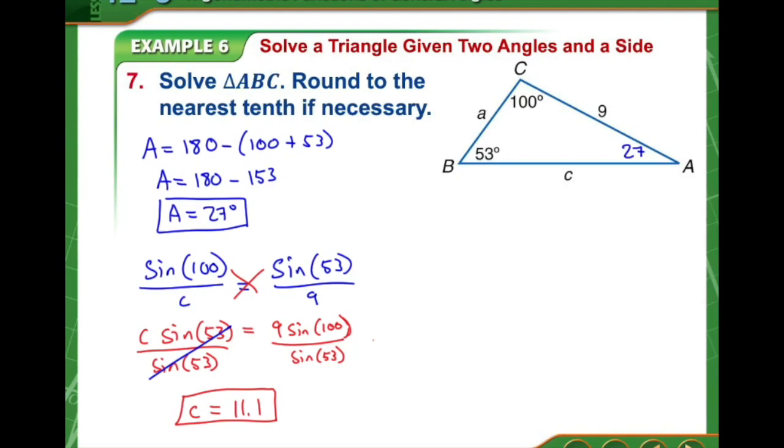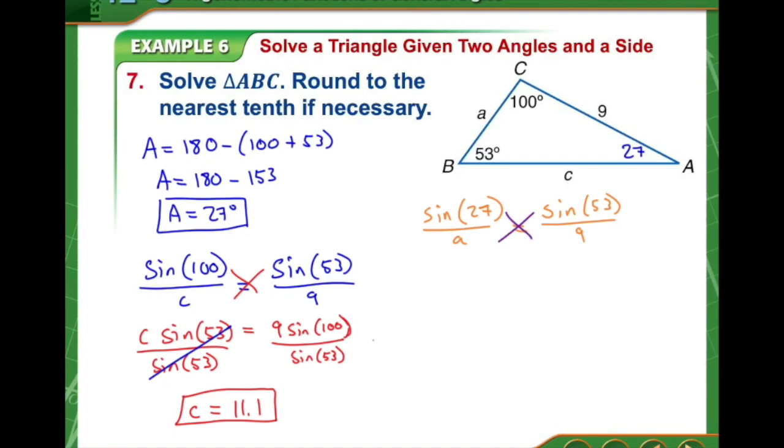So now we need to find side A. We're going to do the exact same process. We're just going to switch out the C parts with the A parts. So sine of A, which we already found, is 27, over little a is equal to, the right side is going to stay the exact same because we have the parts for B already. We could technically use C as well, now that we know what little c is, but since it's a decimal, no one really uses that, right? So we are going to do sine of 53 over 9 again.